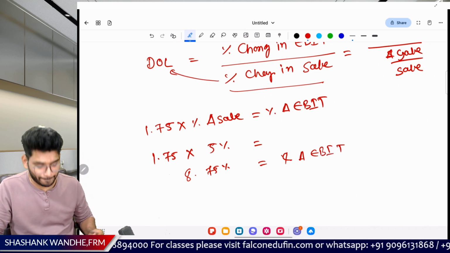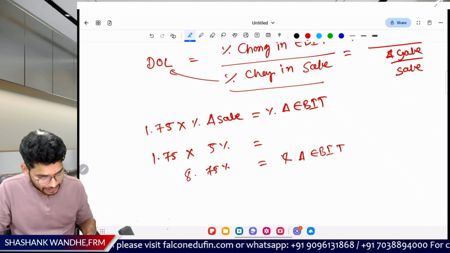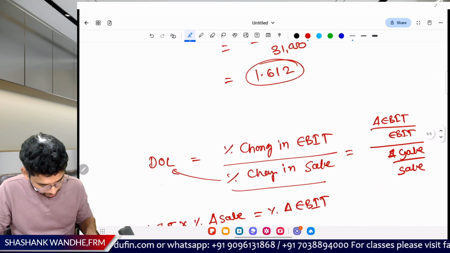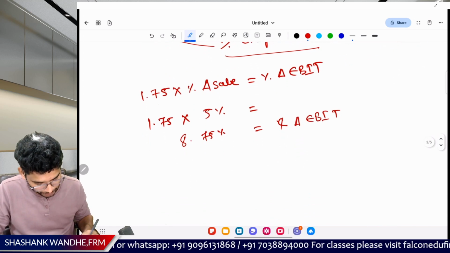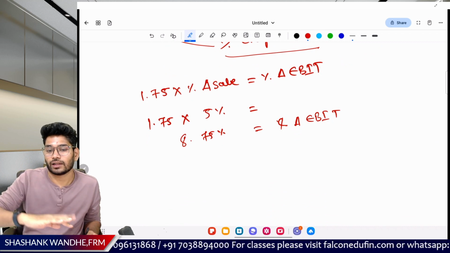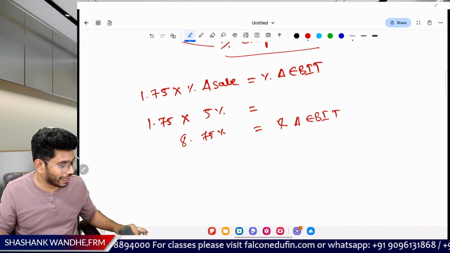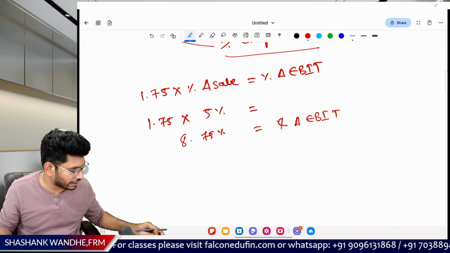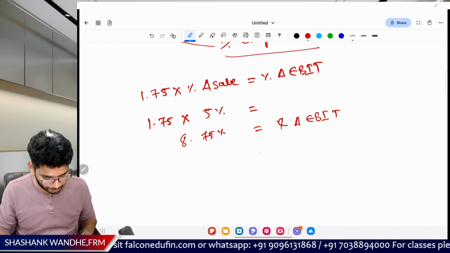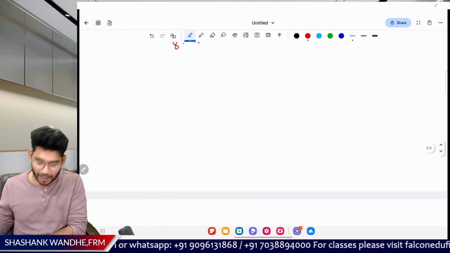Very simple. Okay. Now, if at the given level your EBIT is, say, 1 lakh, so given the 5% increase in sales, your EBIT will change by 8.75%. So 1 lakh plus 8.75% is equal to 1 lakh 8,750. Simple. Okay, this is the implication here. So you need to understand this. Similarly, we have a formula for degree of financial leverage.